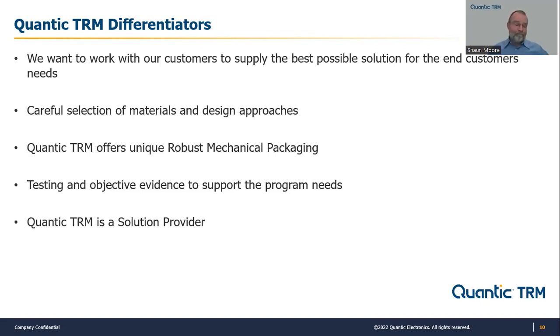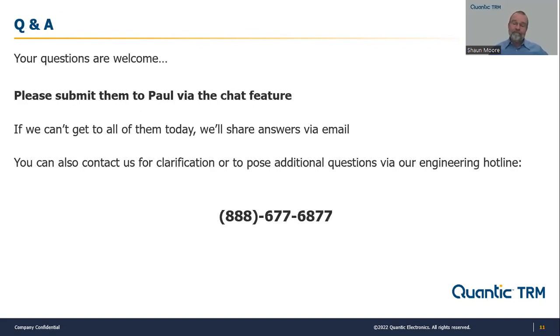Exactly. And I think we have time for one question, and maybe this aligns with that concept. If what you've discussed are more or less different standard types of power dividers, what might be different about those that, as a custom manufacturer, Quantic TRM would provide? What do you add to those that are custom made?